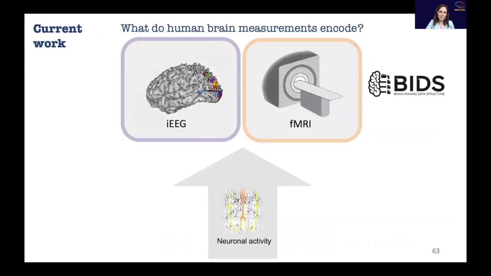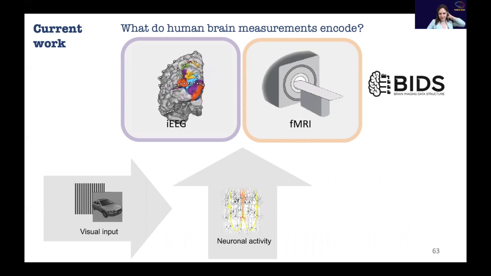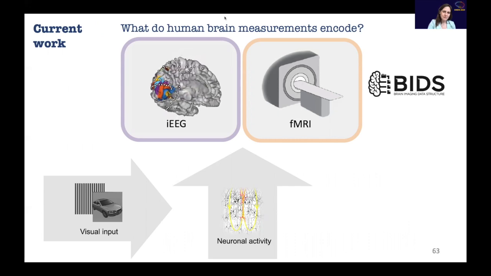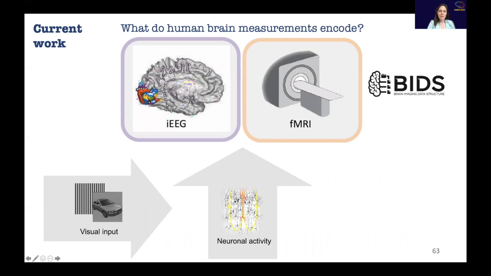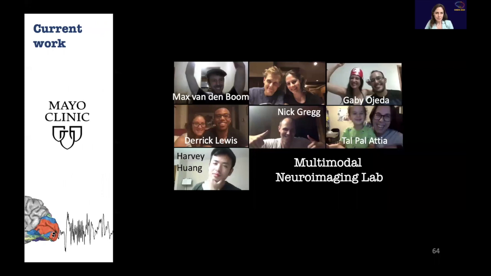Current work in my lab involves understanding what these different measurements encode in terms of neuronal activity, and we drive this by different visual input. Rather than going directly from visual input to our measurements, we also want to understand how visual input drives neuronal populations and then how we can decode these different signals. And the same for electrical stimulation. And this is my team at Mayo that we've been setting up over the last year. I hope that you'll see more of them in the future.